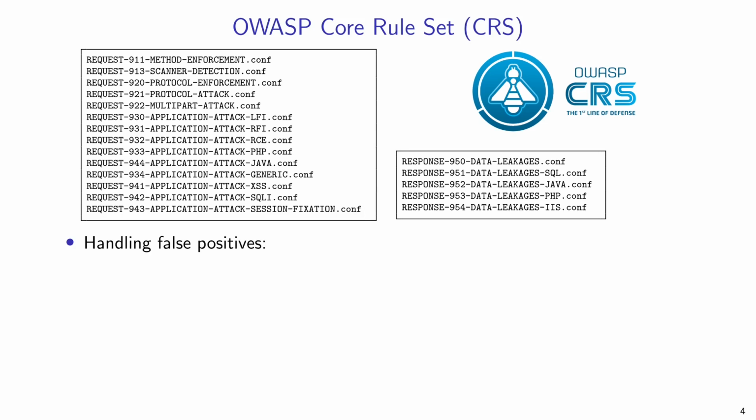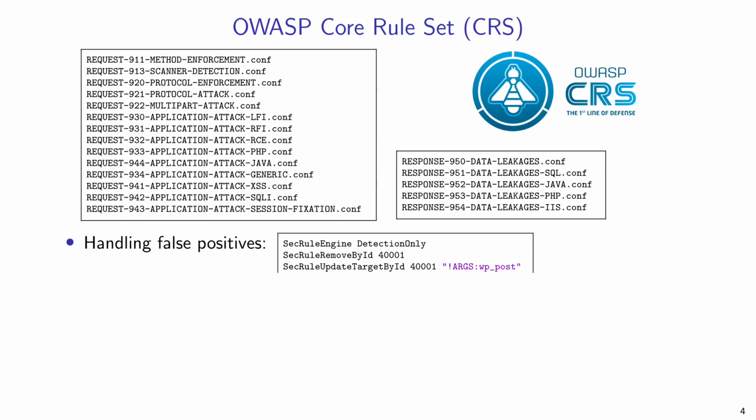So there are several approaches for handling false positives. First of all, initially we would run the ModSecurity engine in detection-only mode, meaning that it would not block requests if a rule is triggered. Only after we have minimized false positives, we would switch to blocking mode. If we see that a particular rule is generating false positives, we can remove it by its ID. Even better, we can patch the rule by adding an exception for the specific variable that triggered the false positive. For example, here we added an additional condition to the rule so that it does not apply to the parameter WP-post, which is a parameter used by WordPress.